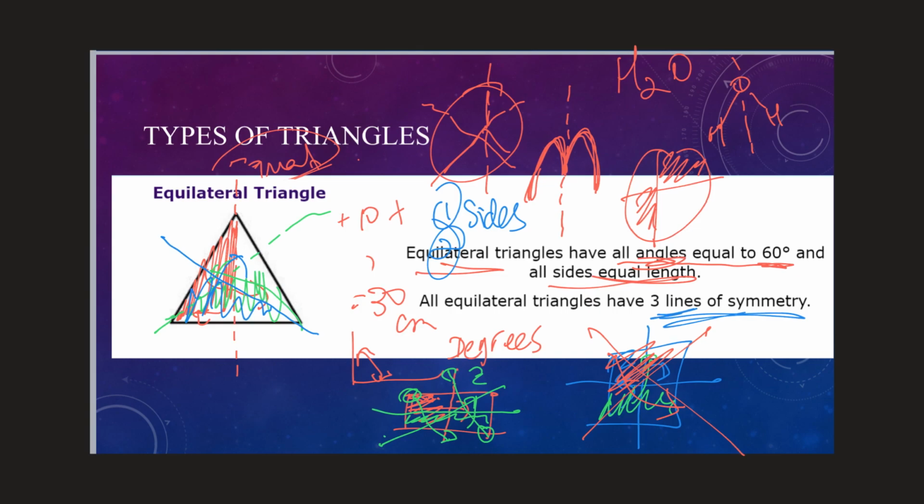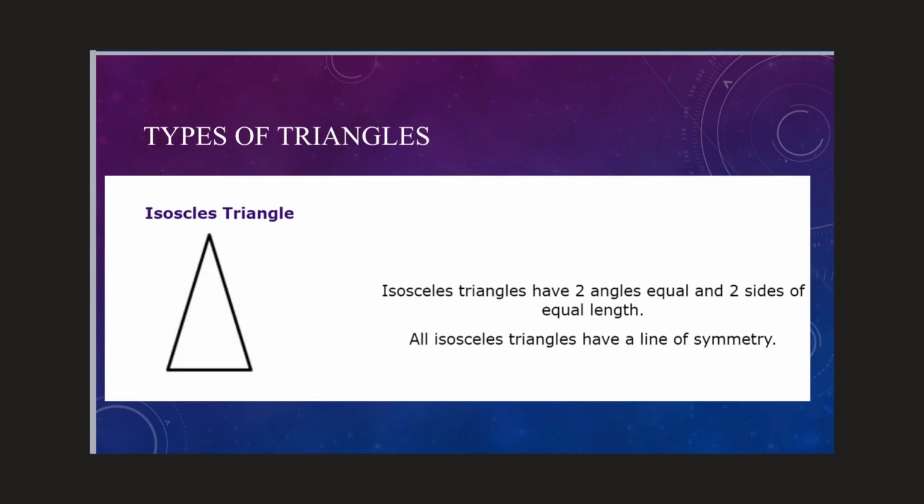Now, I'm going to show this a little bit faster because I already did this for you guys. You get the best of both worlds: a bit of a summary as well as the PowerPoint presentation. Onto the other triangle, the isosceles triangle. Isosceles basically means iso equals same. So what it means is that we have 2 sides that are the same.